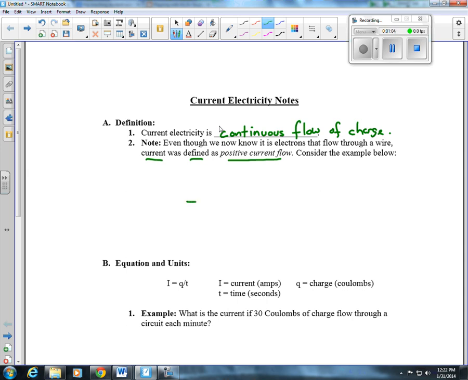So I'm going to draw a little picture down here. This symbol right here is a battery. And the long line represents the positive side, and the short line is the negative side. And then we're going to hook that up to a resistor and then connect it to the other side of the battery. So we're going to label this as our resistor.